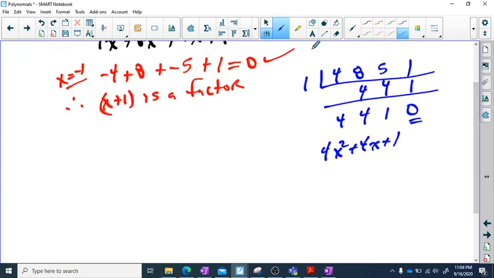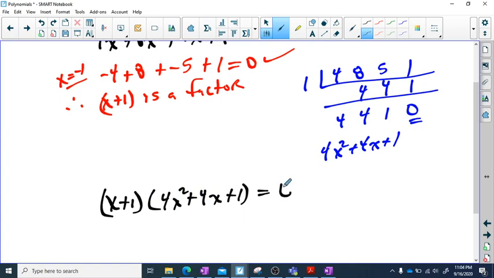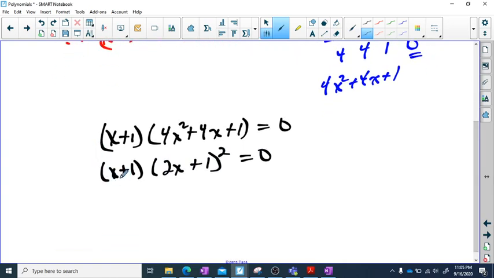Okay, so now I've got this factor, x plus 1. If I was to multiply it by this factor, I should get my original, so I can change that original equation to this. Let's check this. Will this factor? Yes, it will. It's actually a perfect square trinomial. So this is factored out to be 2x plus 1 all squared is equal to 0, which would lead us to two possible answers.